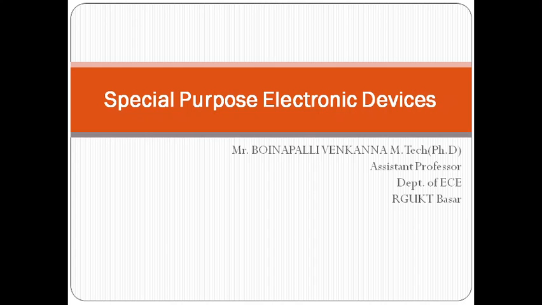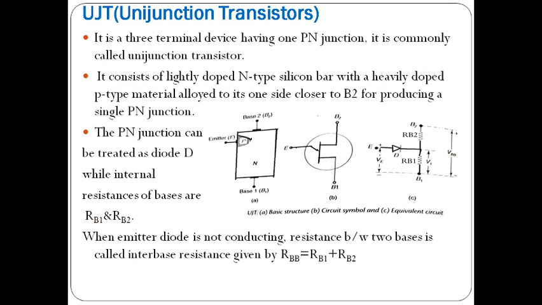Today we will discuss the UJT, unijunction transistors. In this we will discuss the concept of UJT and construction and working of UJT. Then after we discuss the characteristics and applications of UJT. The name itself has unijunction. UJT stands for unijunction transistor.